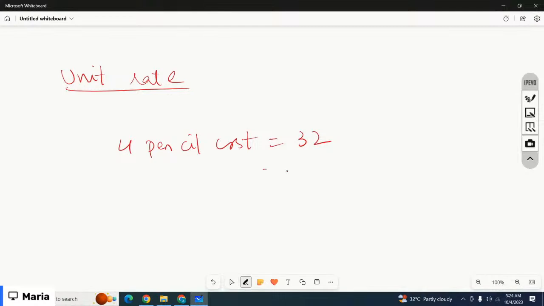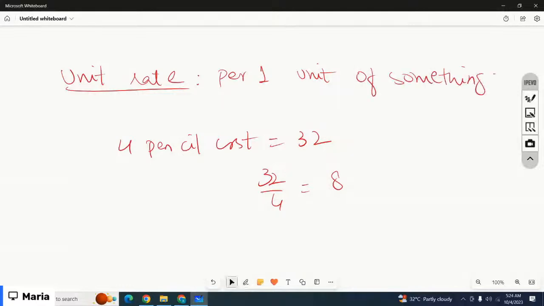Yes, you can divide, right? 32 divided by 4, and that means 8. So the cost of one pencil is 8. So basically, the unit price means the price of one thing, right? Unit rate is per one unit of something, right? The cost of unit means one. So the cost of one thing, right?